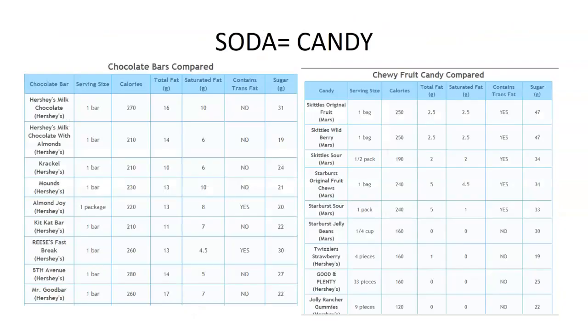Something to keep in mind is soda is candy. So again, think back. We know that there's between 20 to 50 grams of sugar added to our different sodas. Well, look at how many grams you can actually see of sugar added to your different candy bars. For example, if you look at the Skittles Original Fruit, 47 grams of sugar is in a packet of that. If you look at Starburst, 34 grams there. All right. Look over here at Hershey's chocolate bars, 31 grams of sugar.